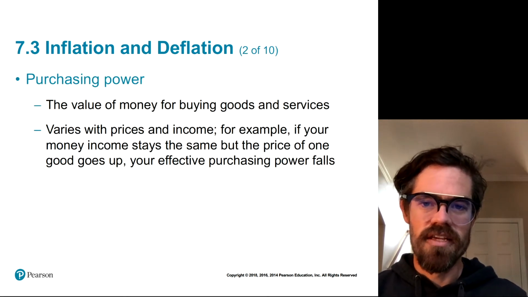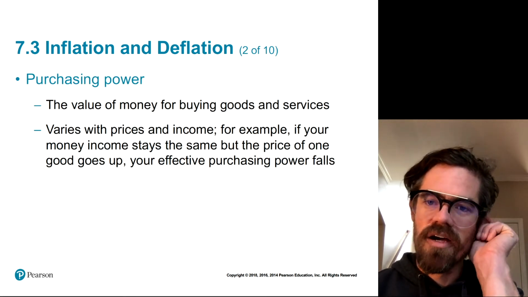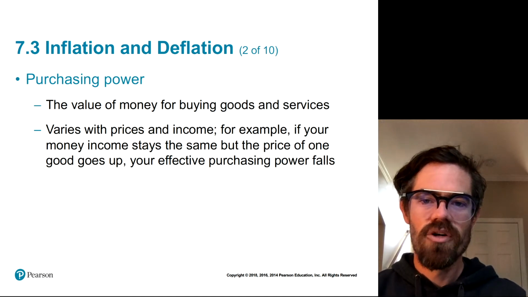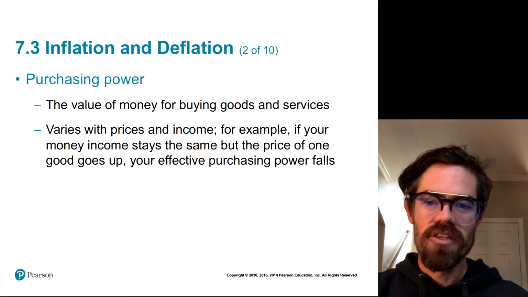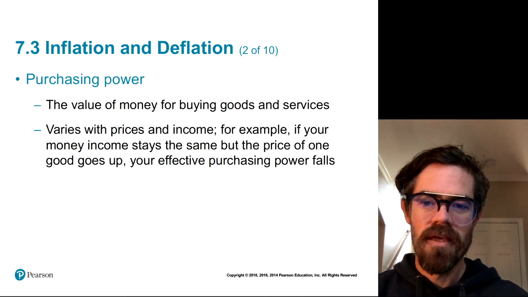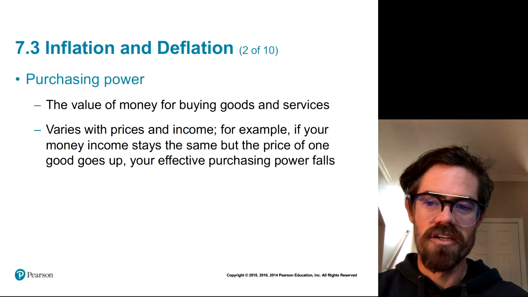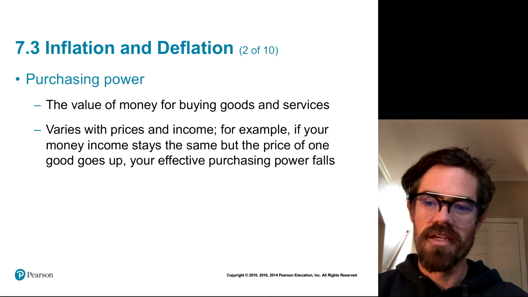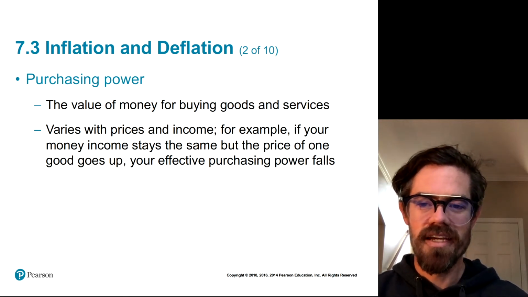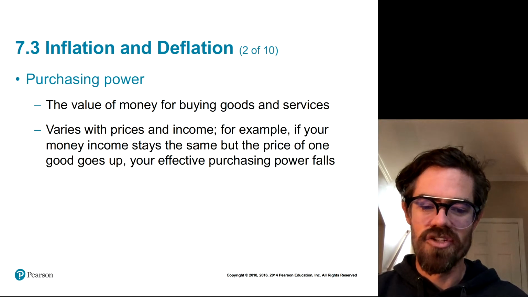Related to these concepts is the idea of purchasing power. Purchasing power is the value of money for buying goods and services. So purchasing power varies with prices and income. For example, suppose that your income, your money income, the dollar amount that you receive on your check, stays the same, but the price of a good goes up. This basically means that your purchasing power has gone down, right? You're getting the same amount of money, but you can't buy as much with it because prices have gone up. Okay, so that's the idea behind purchasing power and the distinction between money income.